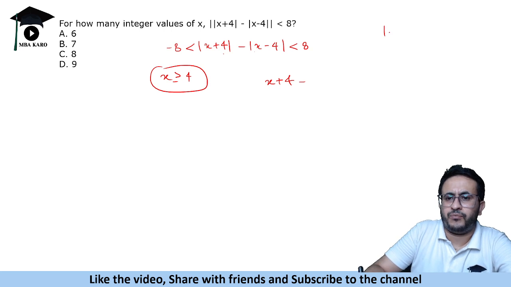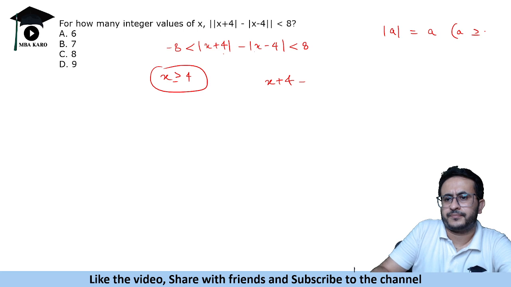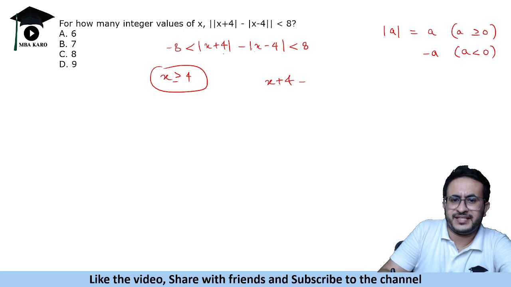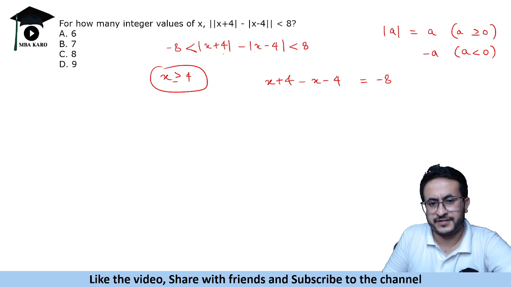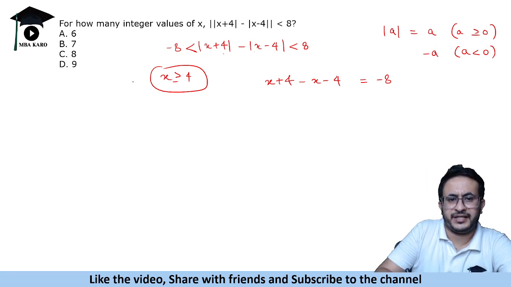See, if mod of a is there, it will remain a if a is greater than or equal to 0, and it becomes minus a if a is negative. So basically this is a positive or 0 number, it cannot be negative, so we will write it as it is. So it becomes 8, but it does not satisfy because it has to be less than 8. So this case does not satisfy, so we cannot take x greater than or equal to 4.